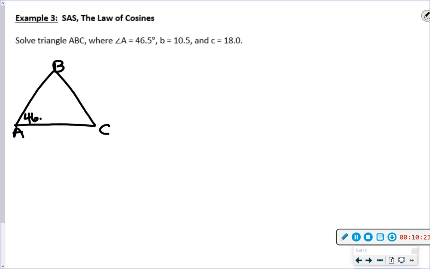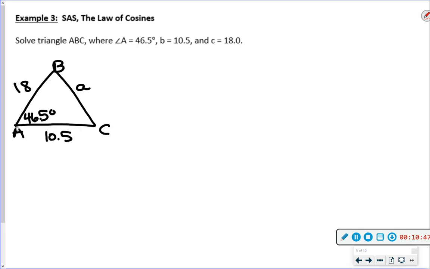46.5 for A, side B, got it, side C. All right, so I need side A, and of course those other two angles. So first question for you, as you get your triangle drawn, can I use law of sines to start? Do you know an angle and opposite side? So we're going to have to use cosines.